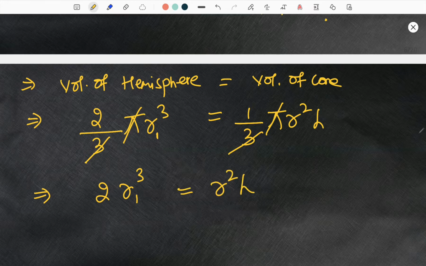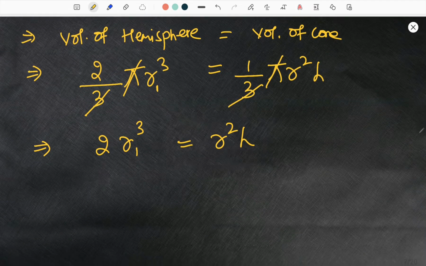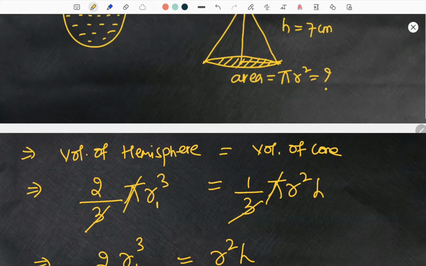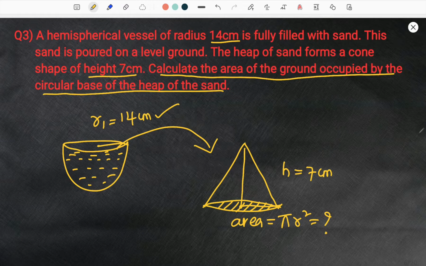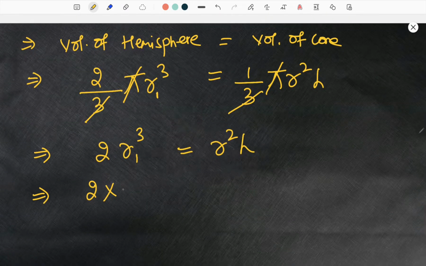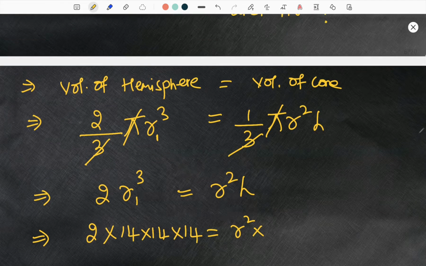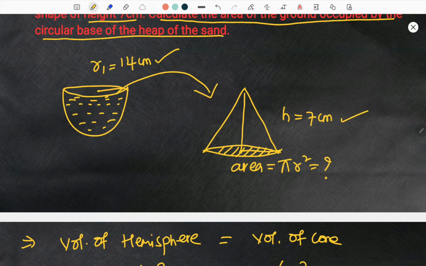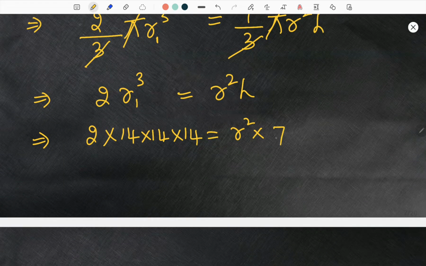Not r. Alright, so I am not supposed to cancel pi here. If I cancel pi, again I have to calculate that area. Alright, we can do like this also, no problem. Let us find out the radius first. So what it becomes? It becomes 2 into r1 cube means what? Look at this, r1 cube is 14 cube, 14 cube is 14 into 14 into 14, and that is equal to r square into, what is the value of h? The value of h is 7 centimeter. So that is like 7.